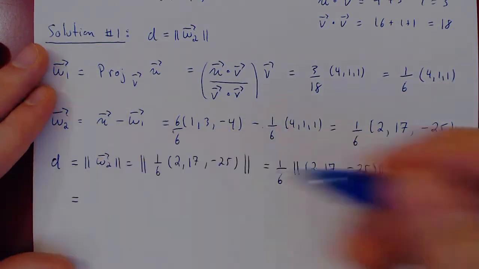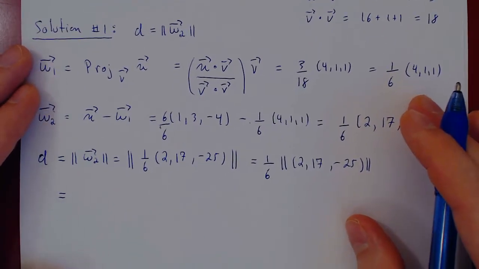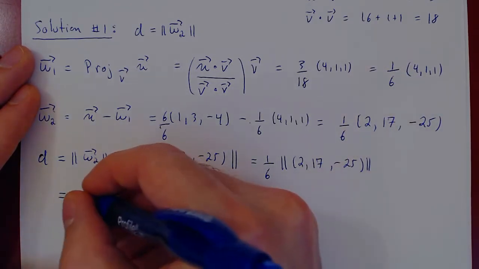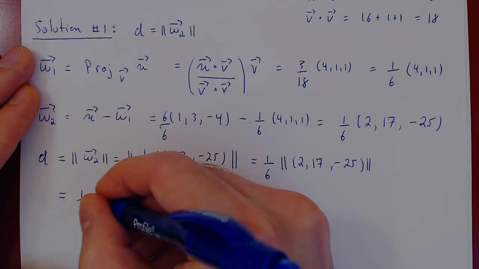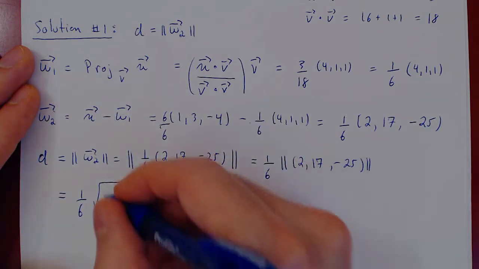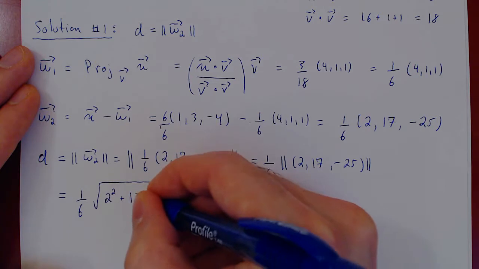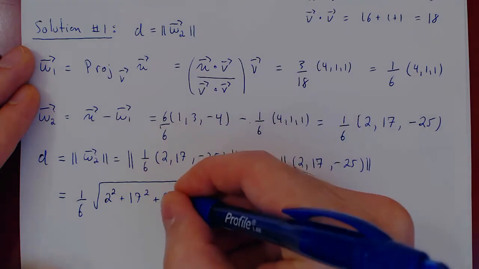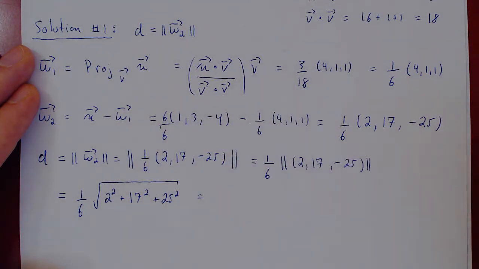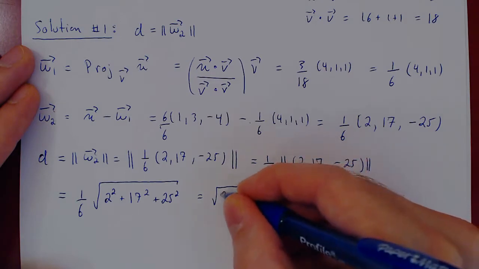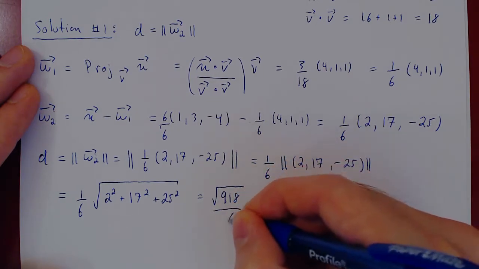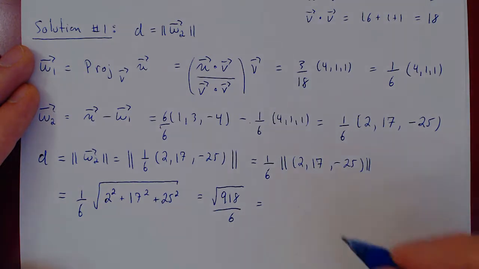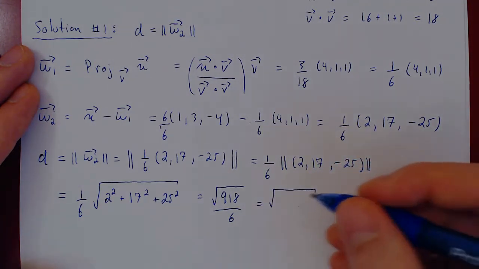And once again, here we use Pythagoras' theorem. The norm of a vector is the square root of the sum of the entries squared. So we'll have 1 over 6 times the root of 2 squared plus 17 squared plus, if you square negative 25, it becomes positive 25 squared. And if you compute this, 2 squared plus 17 squared plus 25 squared, you'll get 918 over 6. Now, if you factor 918, you can factor it as 9 times 102.